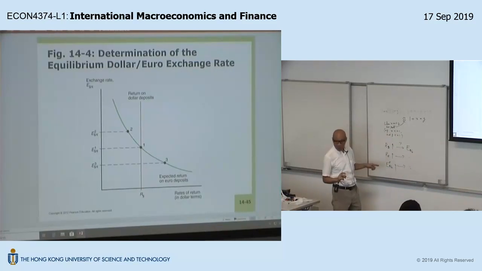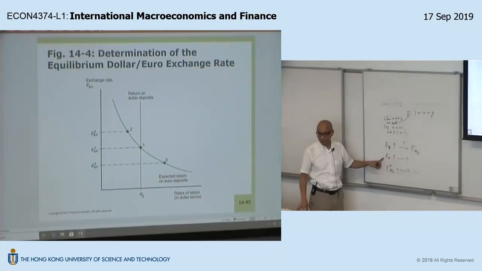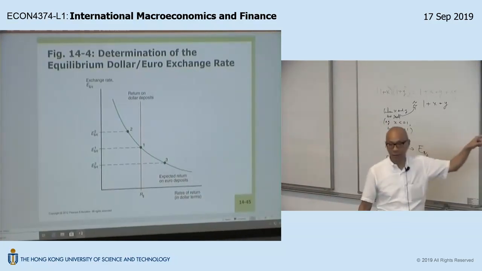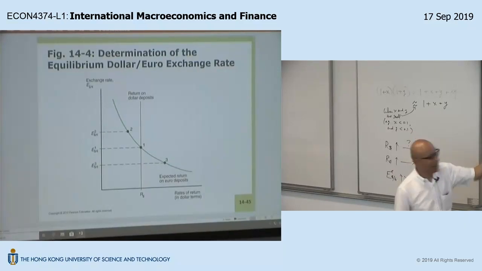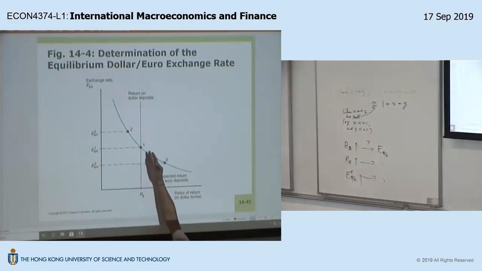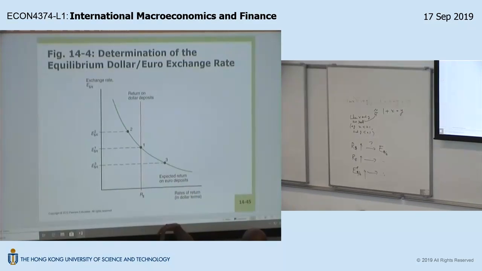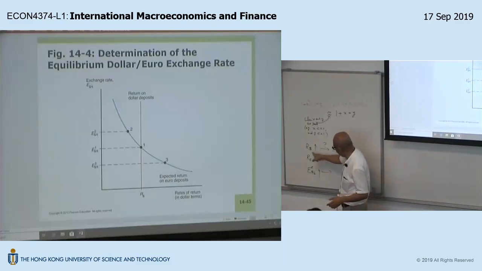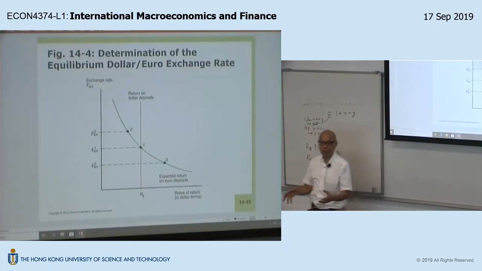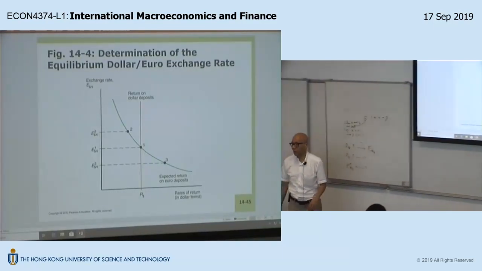Okay. So the next thing is, how about an increase in the euro interest rate? Which curve will shift? The green curve will shift to the right, and so it will intersect the yellow curve at a higher E, right? So the dollar will depreciate, which makes a lot of sense because it's just the opposite of what happened previously. The euro becomes more attractive. People will sell dollar, buy euro. The dollar will depreciate.